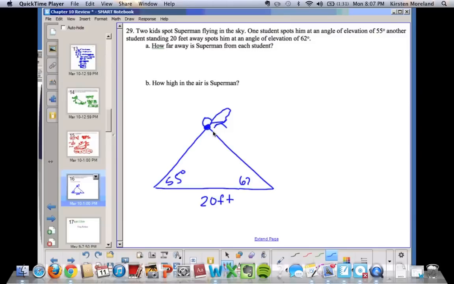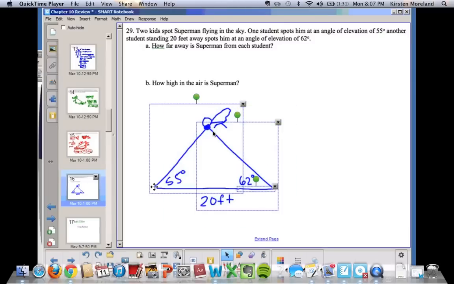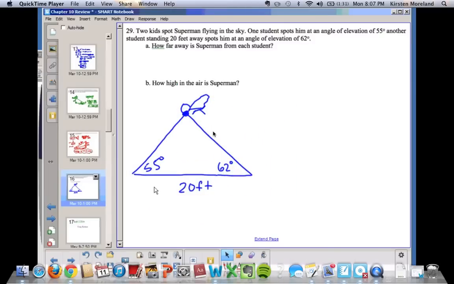So there's student A with a 55-degree angle of elevation, then student B is 20 feet away, and notice Superman is in between them. Okay, so I need to find 3 values here. I need to find how far away student A is, how far away student B is, and how high up in the air Superman is. So I have x, y, and h that I need to find. To find x and y, I need to find that top angle because I'm going to use law of sines.